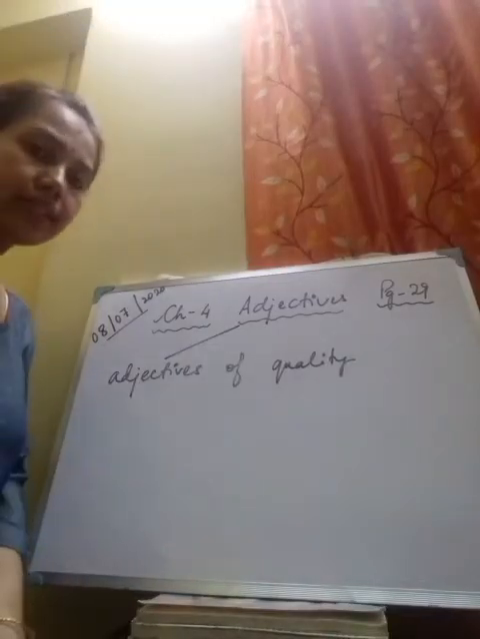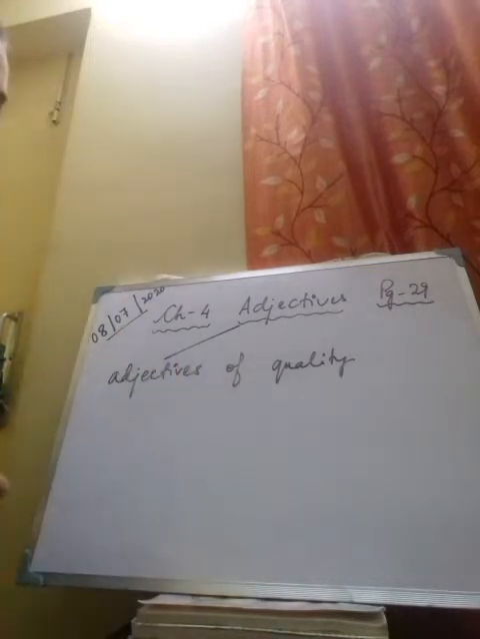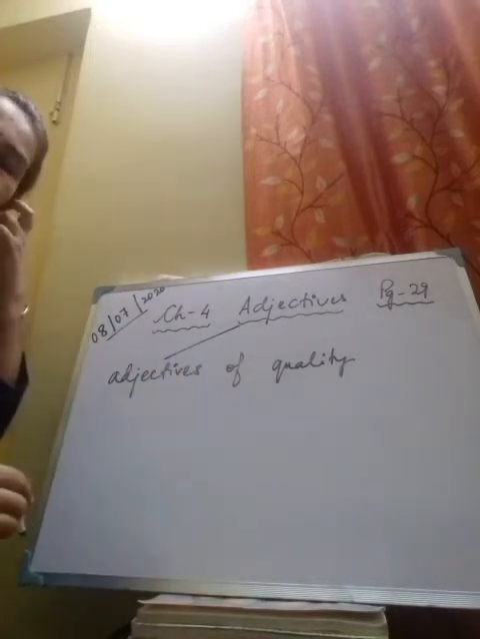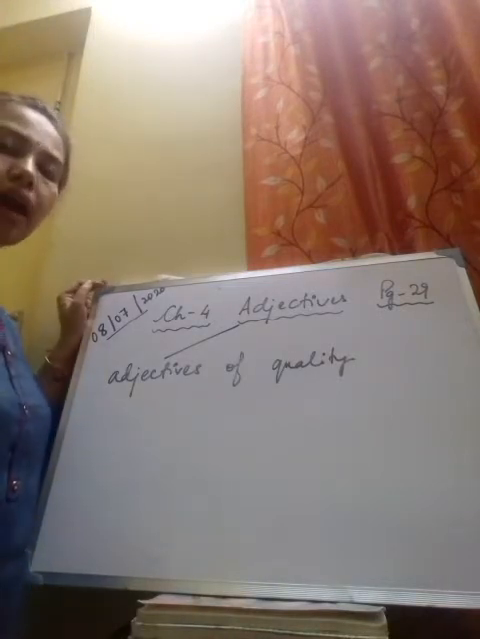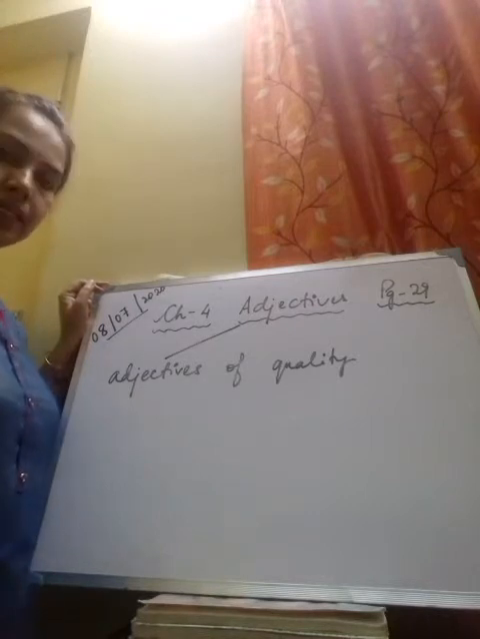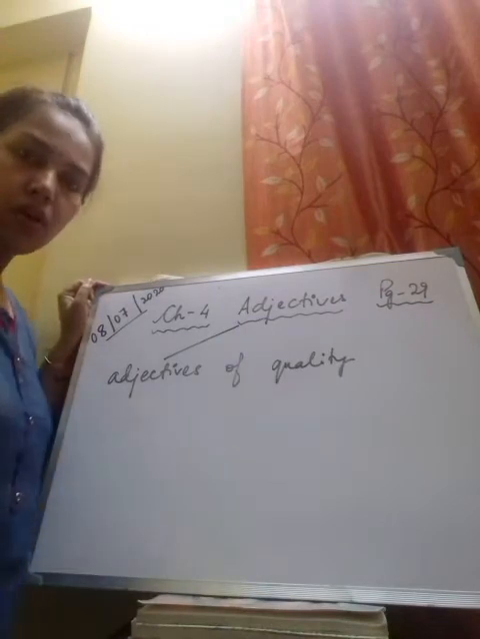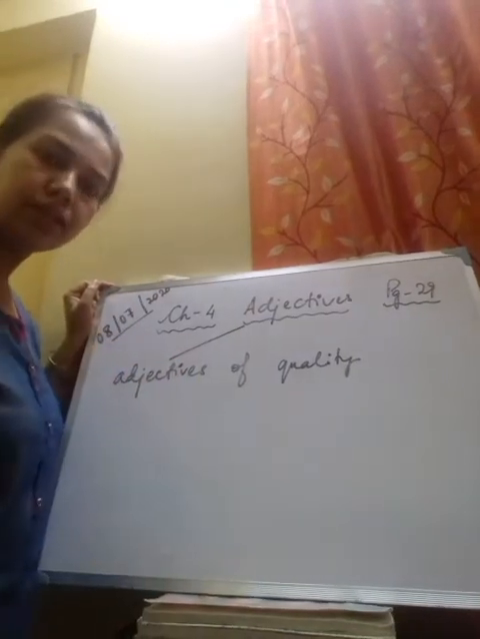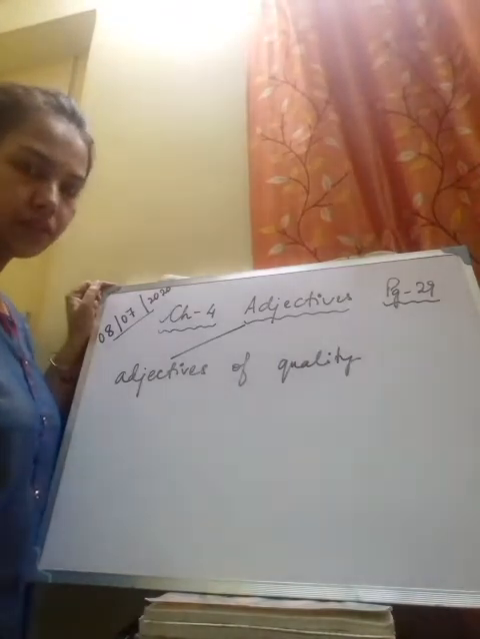Okay, so the first is adjectives of quality. Adjectives of quality refer to those adjectives that talk about the quality or kind of a noun. So basically these kinds of adjectives speak about the quality of the noun. It could be a person, it could be a place, it could be anything, describing the quality of the noun.